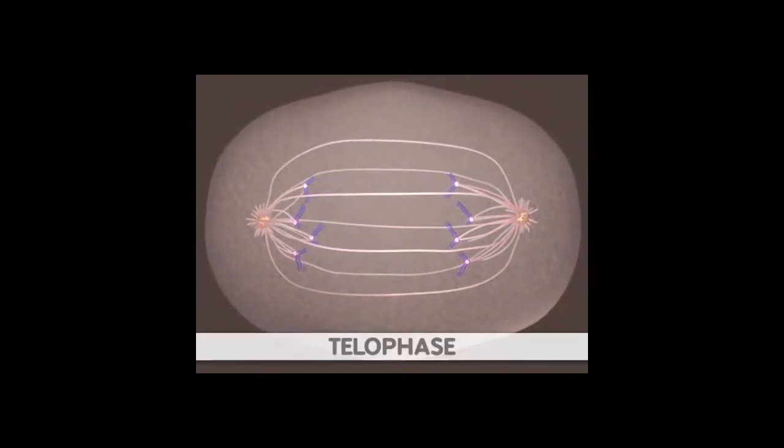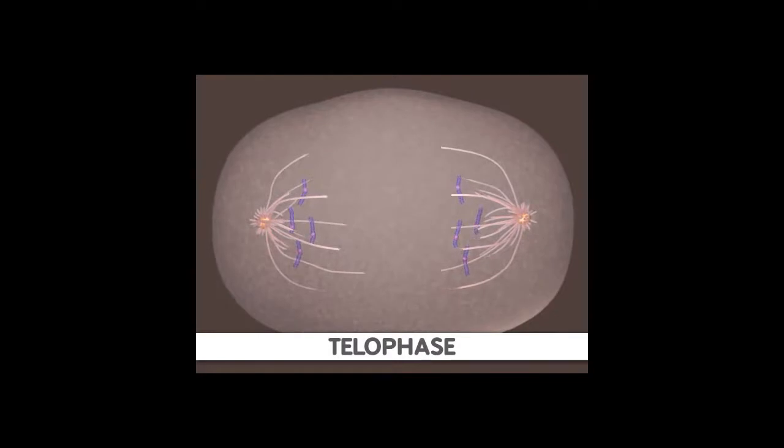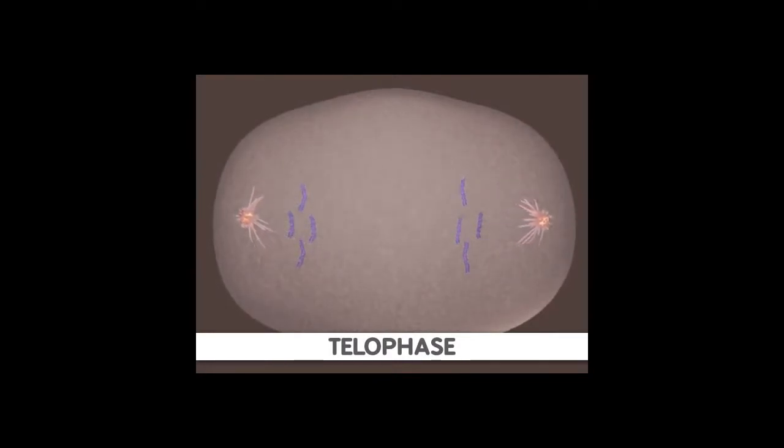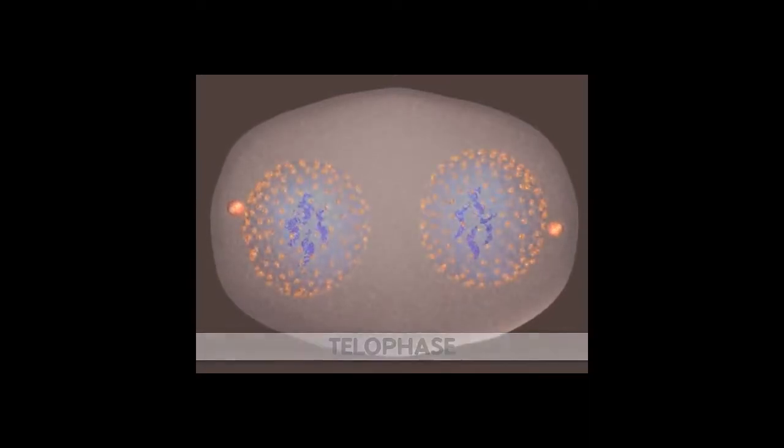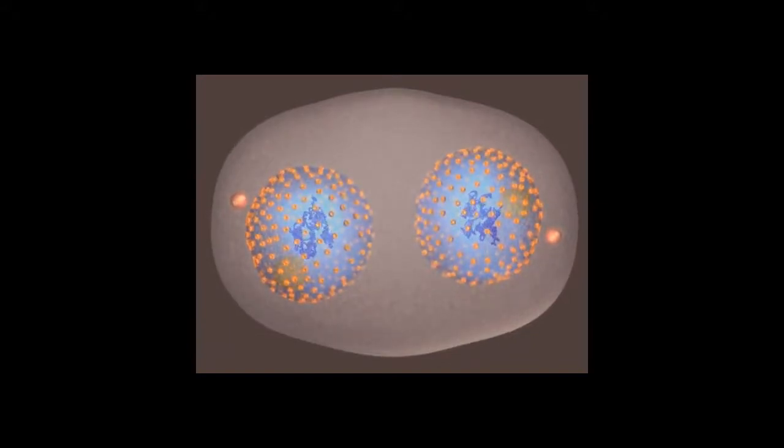At this point, the spindle fibers are broken up. A new nuclear membrane surrounds the chromosomes at the end of each cell, and the chromosomes uncoil and return to an uncondensed state. Mitosis is now complete. The formation of 2 cells is all that remains.